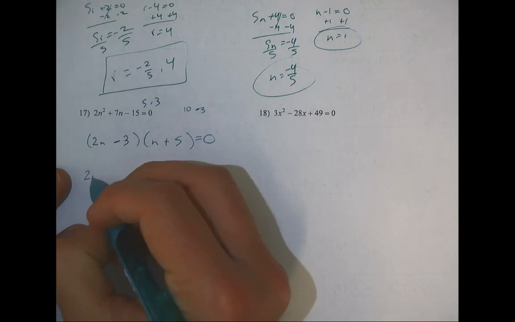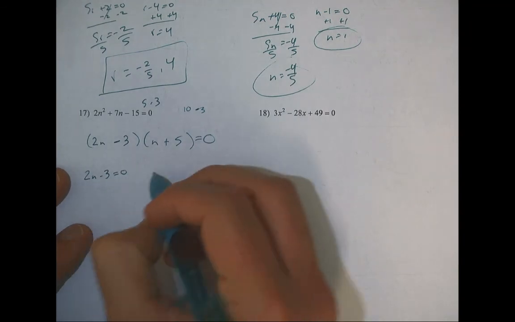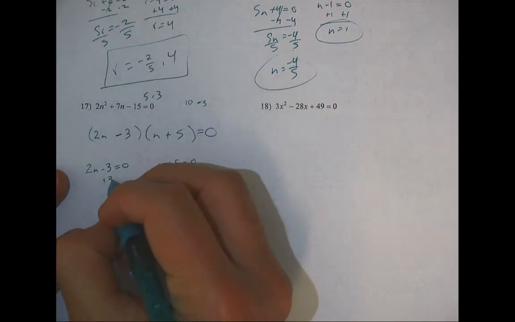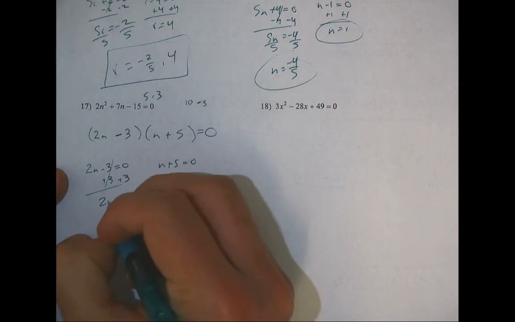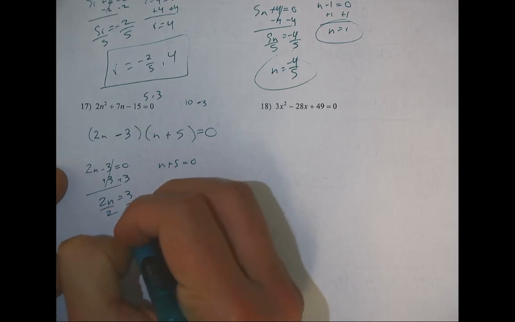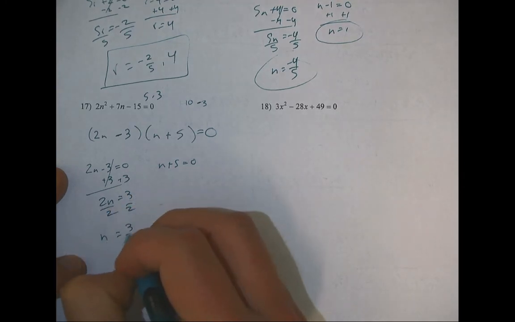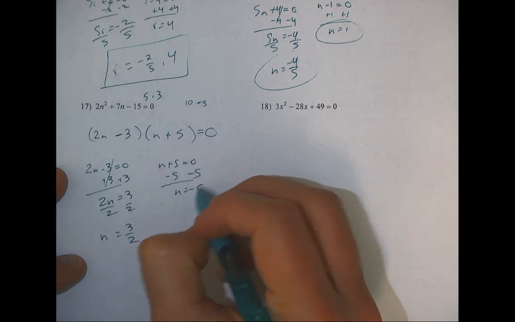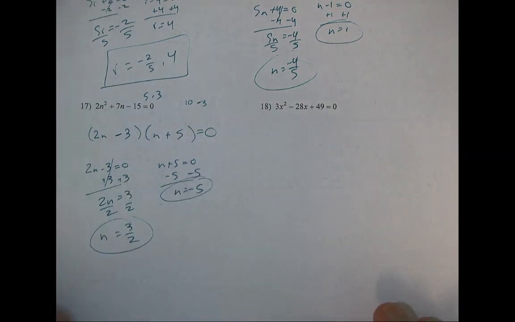All right, so to finish this off, 2n minus 3 equals 0, n plus 5 equals 0. So n could equal 3 over 2. Or n can equal negative 5. You need both answers.